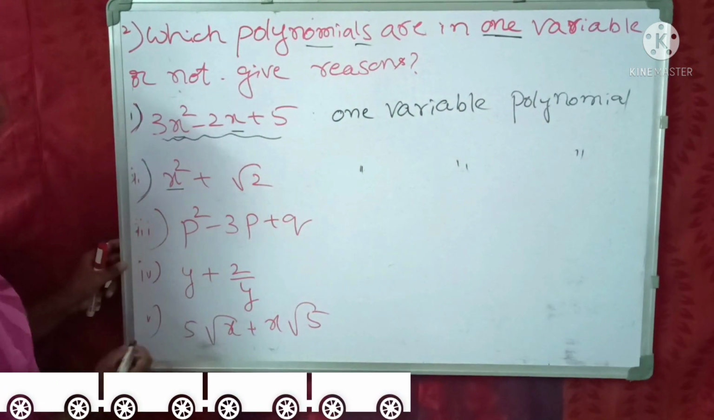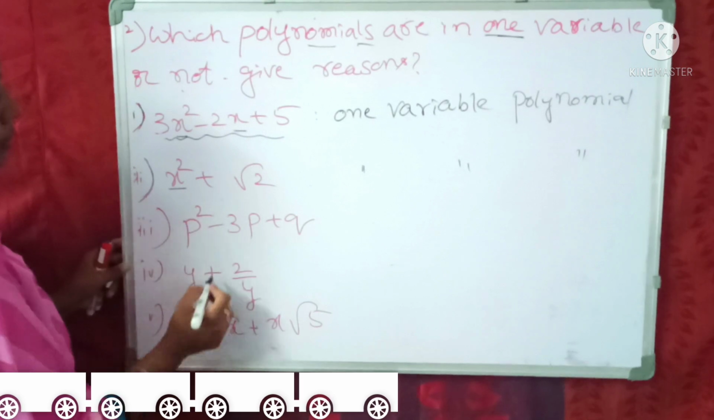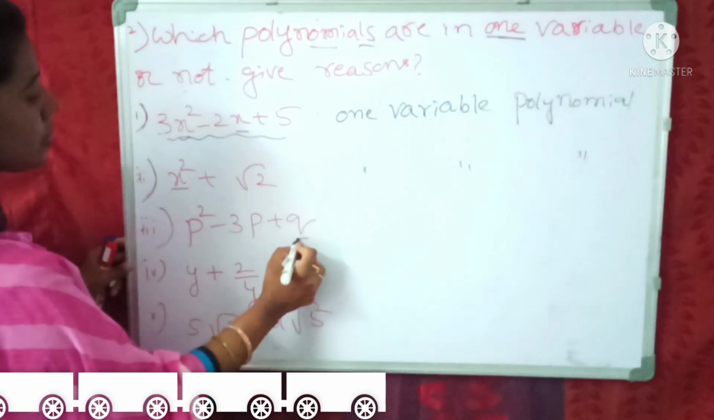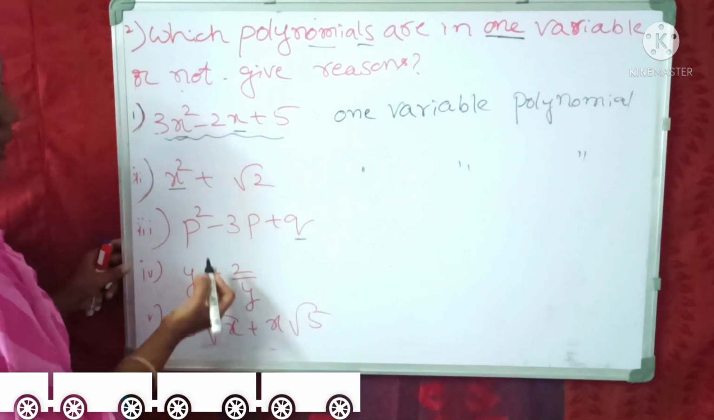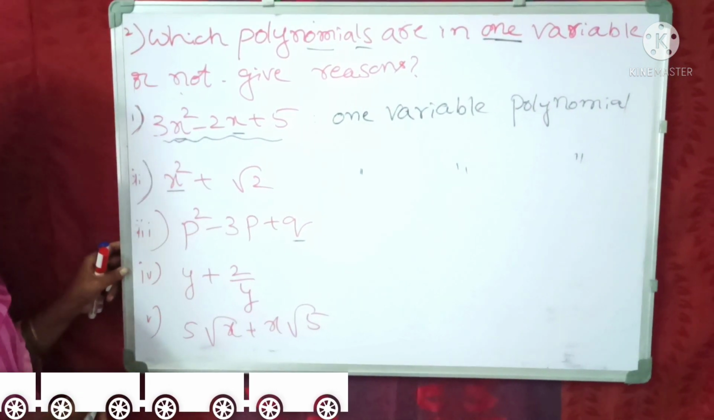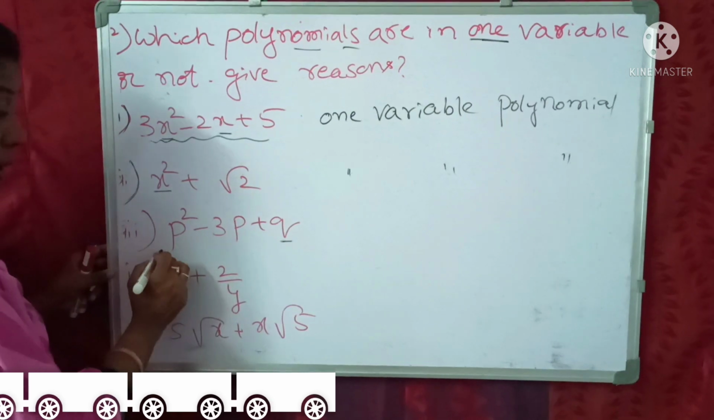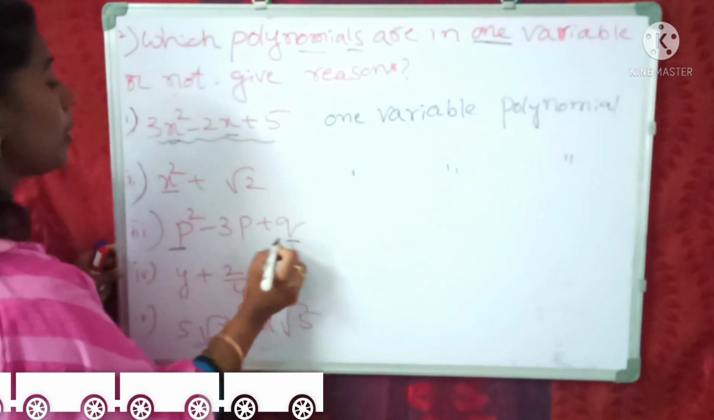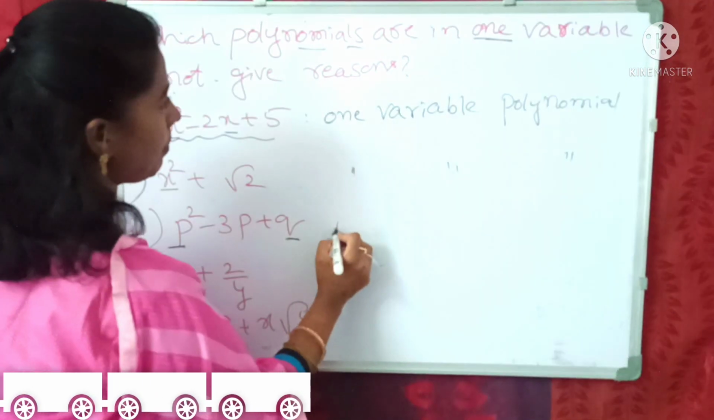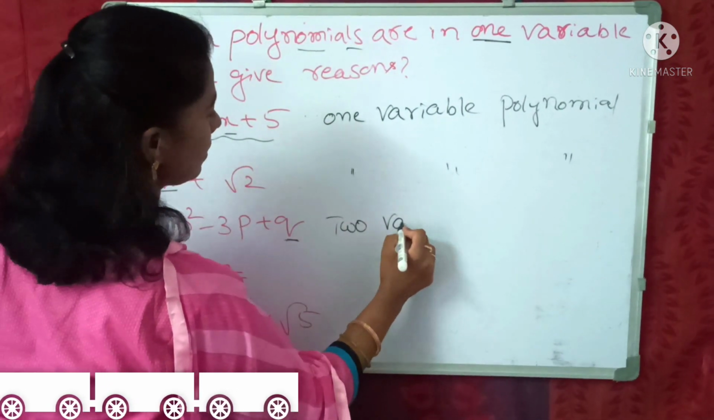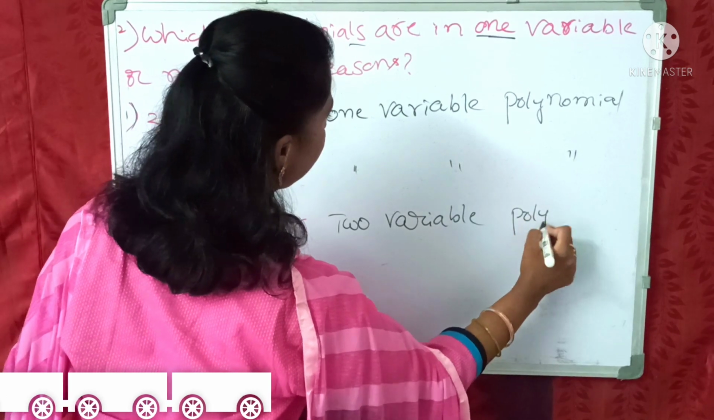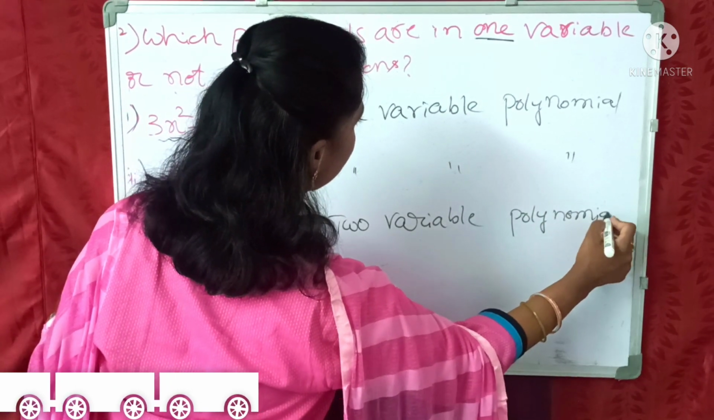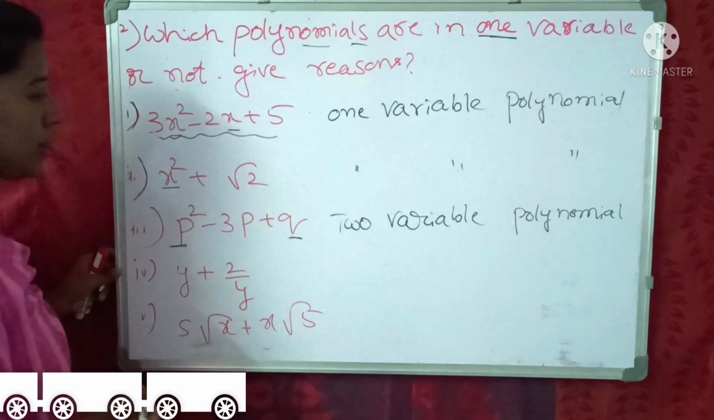Next, the third one is p square minus 3p plus q. Is this a polynomial? Yes, this is a polynomial. This is a polynomial with two variables. This is a two variable polynomial. The two variables are p and q.